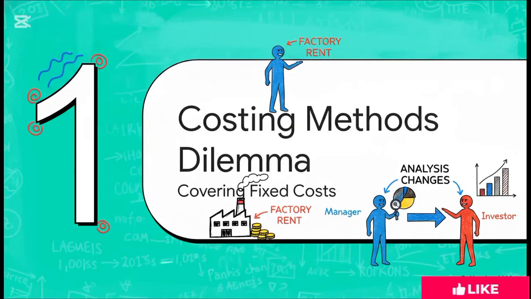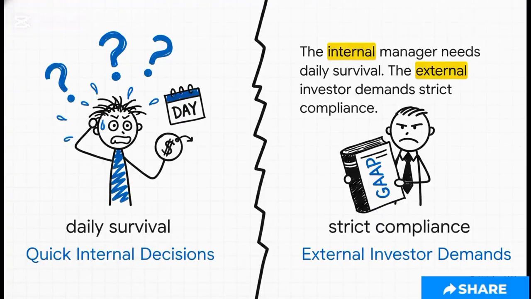Okay, kicking things off with Section 1, the costing methods dilemma. So, the core problem every single business faces is figuring out how to cover its fixed costs. We're talking about the heavy hitters here: factory rent, insurance premiums, equipment leases. These are the bills that do not change whether you make one single item or a million items. You've got to pay them either way. But how you analyze those costs, well, that changes drastically depending on who you're reporting to.